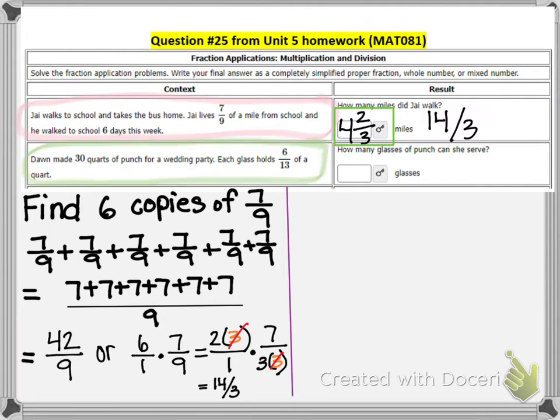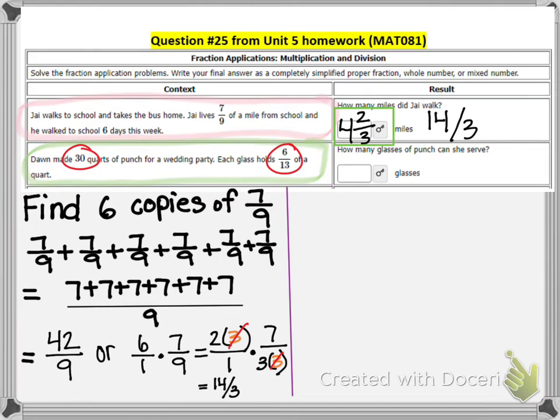All right, let's look at the next problem. Dawn made 30 quarts of punch for a wedding party. Each glass holds 6/13 of a quart. So she has 30 quarts total, and each glass can hold 6/13 of a quart.